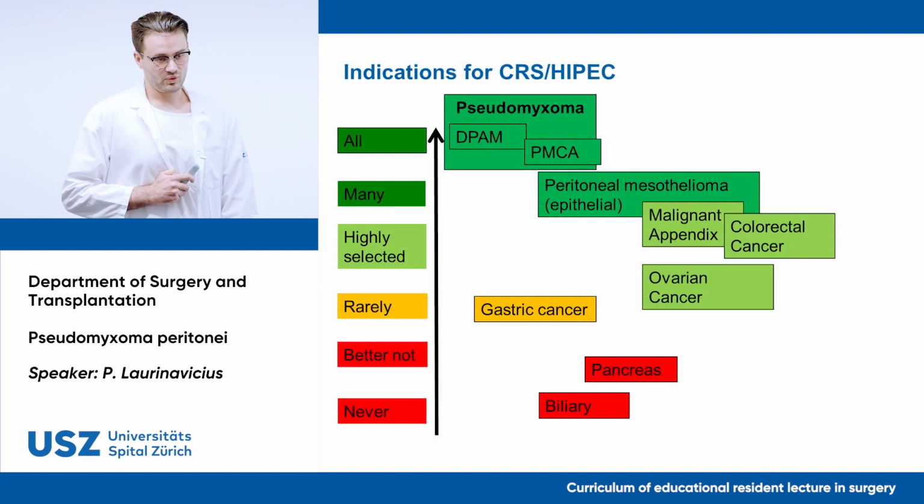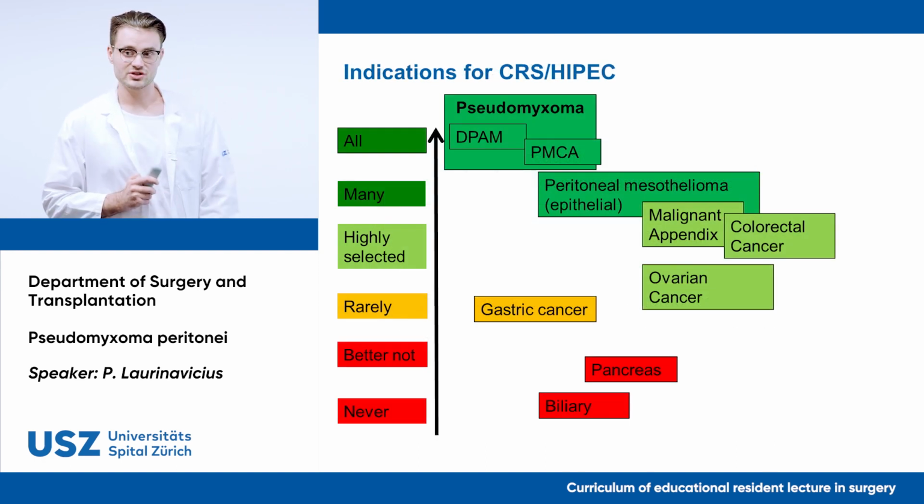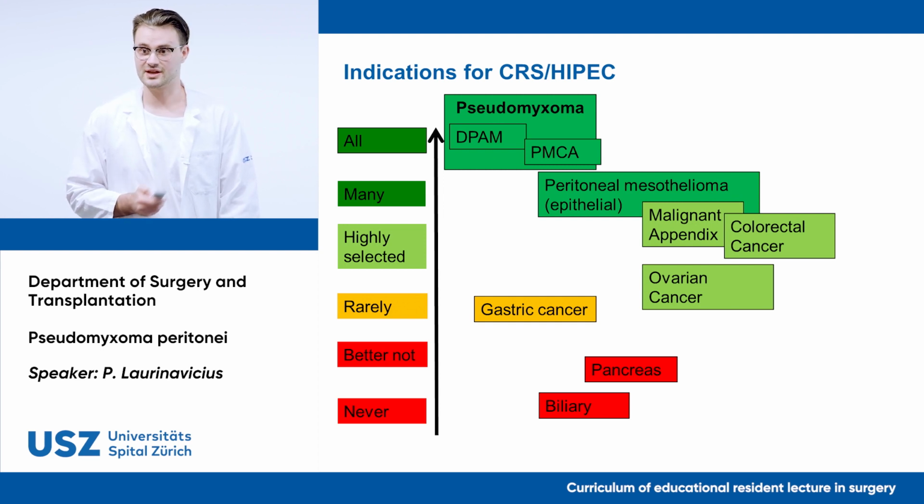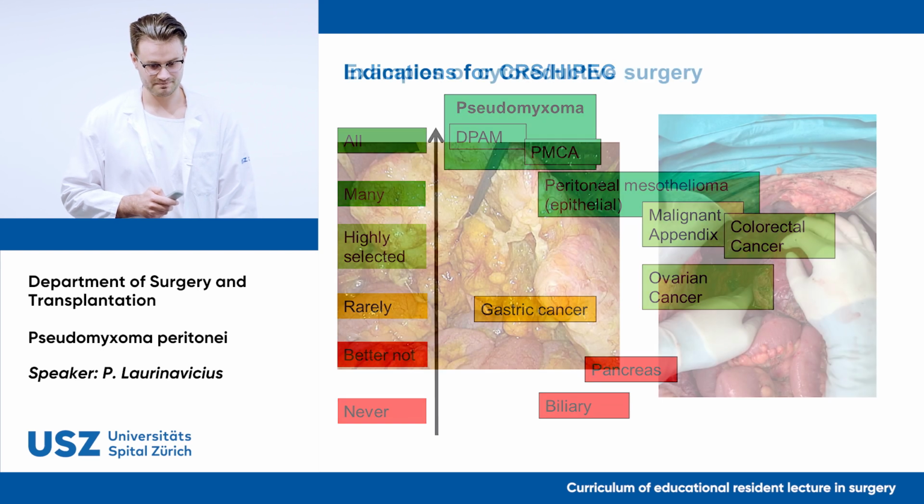With this graph, I would like to show you the indications for the CRS HIPEC, and as we can see, it is the gold standard only for the pseudomyxoma. Some other types of tumors, for example, ovarian cancer, could be managed in this way in highly selected cases, and there are some tumors that are never managed this way.